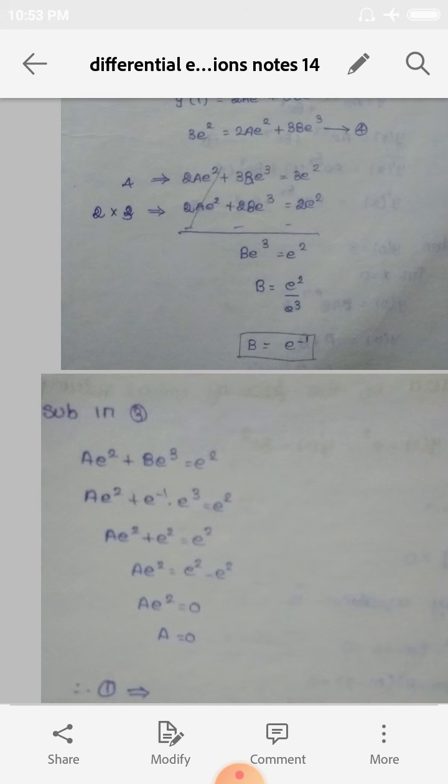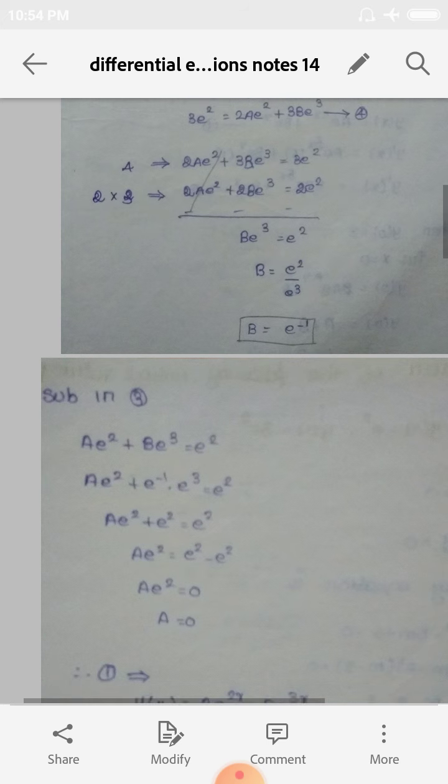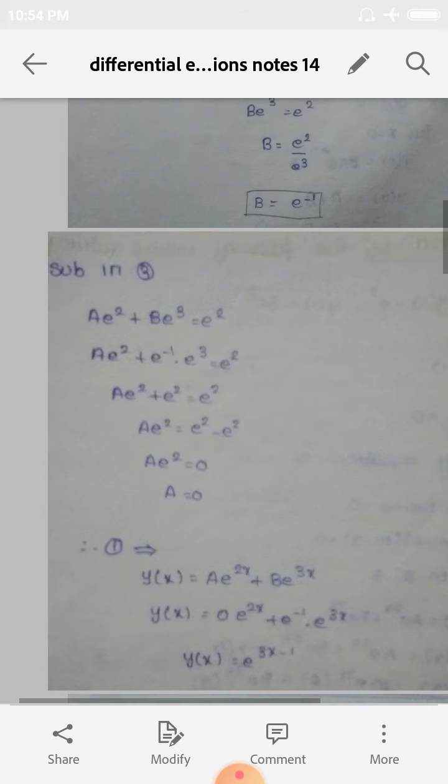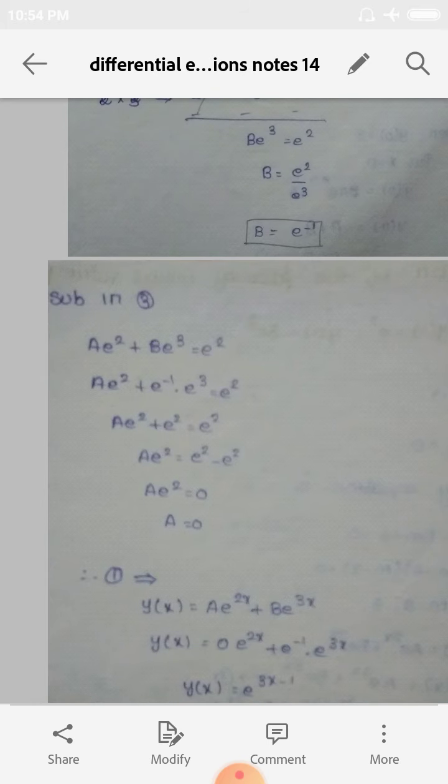So substitute: a into e power 2 plus e power minus 1 into e power 3 is equal to e square. That is, a into e power 2 plus e power minus 1 into e power 3 becomes e square. So a into e square is e square minus e square, which becomes 0. So we get a is equal to 0. Now we have a is equal to 0 and b is equal to e power minus 1. So substitute these two values in the first equation.